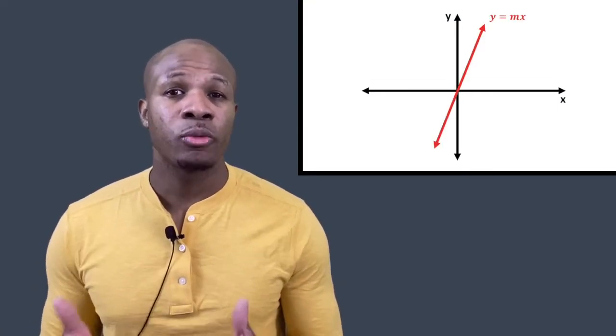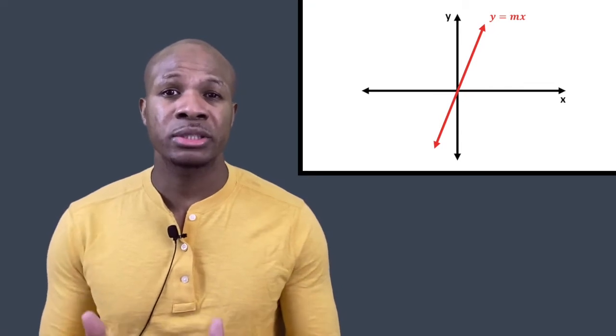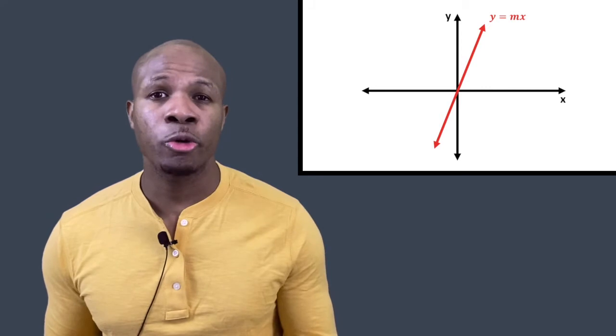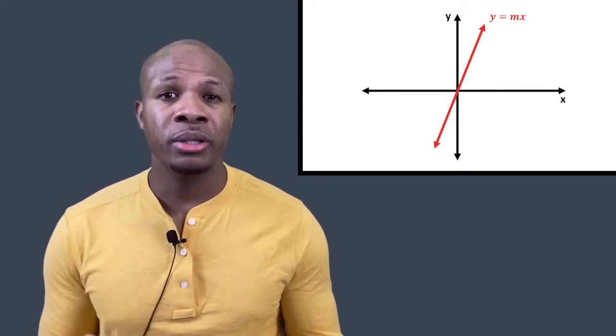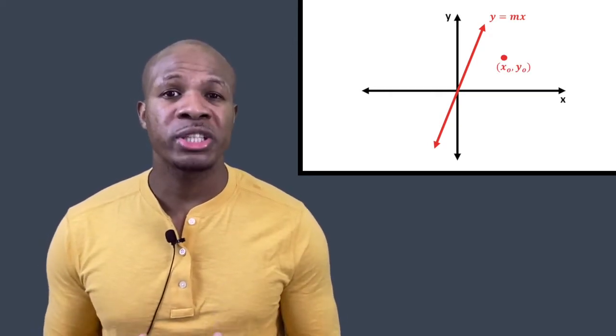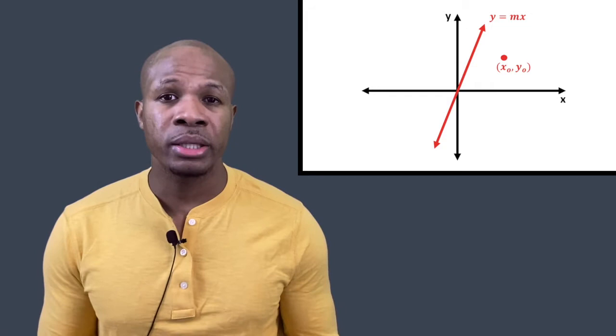We're going to be doing this for any straight line which has an equation of y equals mx, which is the equation of a straight line that passes through the origin. So you have some straight line with some slope m that passes through the origin, and we're going to reflect some random point across this line. We're going to declare this point x naught, y naught, and then we're going to ask ourselves, where will this point end up as we reflect it across this line?